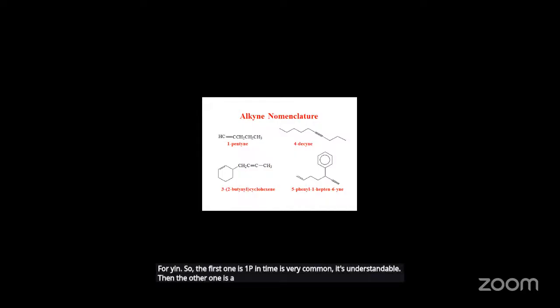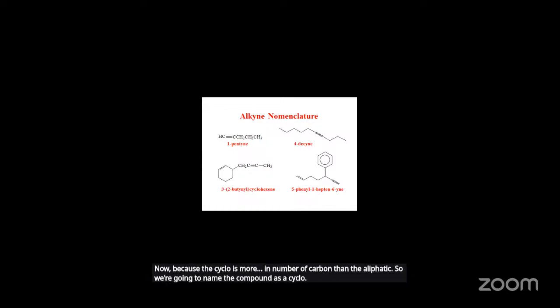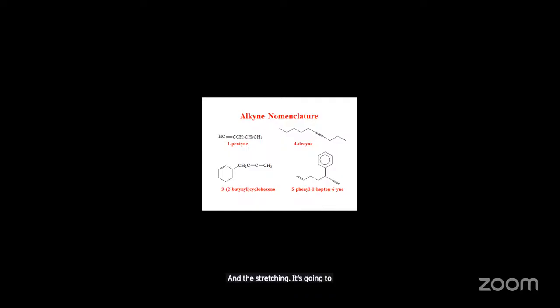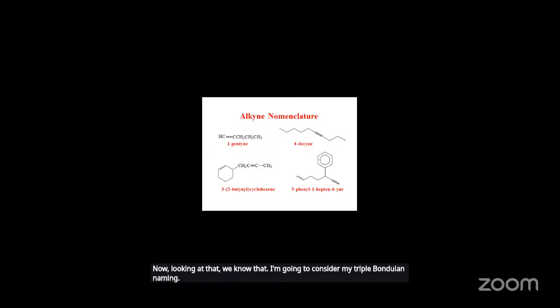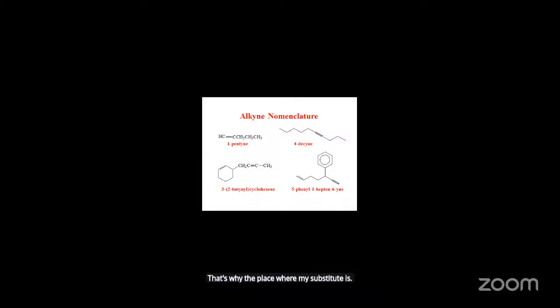So the first one is 1-pentyne, which is very common and understandable. Then the other one is a cyclo compound. This cyclo compound has an extension which is aliphatic. Now, because the cyclo has more carbons than the aliphatic, we're going to name the compound as a cyclo, and the straight chain is going to be a substituent. Now, looking at that, I'm going to consider my triple bond when naming. That's why my substituent is on carbon number 3, following the position of the double bond.